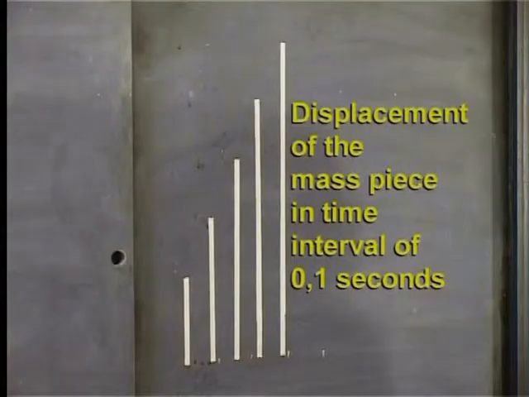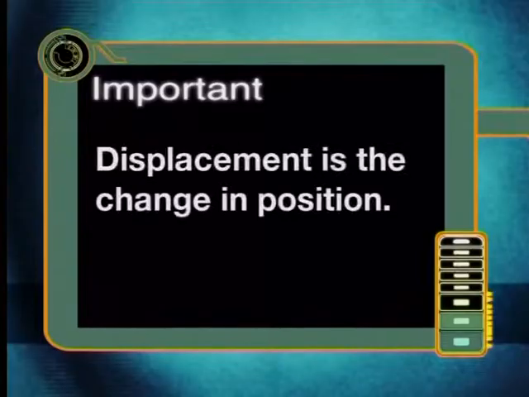Well, I really enjoyed our trip to the lab, and now we can analyze the data we collected together. Let's get started right away by having a closer look at this graph the learners put together. Notice, each of these segments of the tape represents the displacement of the mass piece in the time interval of 0.1 seconds. What do you think this tells us about displacement of the mass piece during each of the time intervals? Remember, displacement is the change in position.